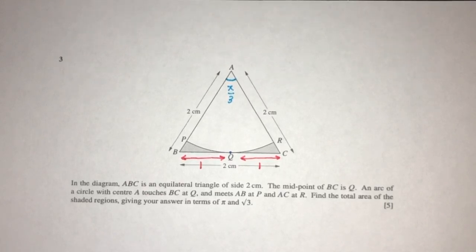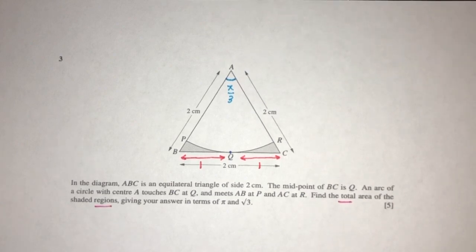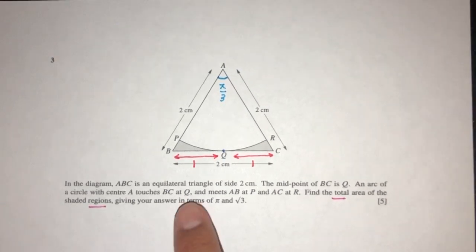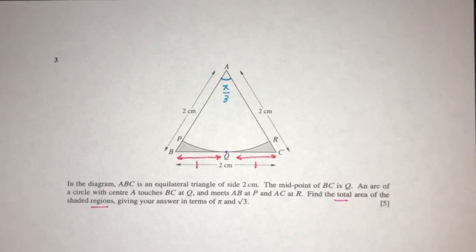Now what else? So the question is here we have to find the total area of the regions. So pretty easy. So first thing first, we have to find the area of the whole triangle. So how can we find this? There's a few ways to find that, obviously. We can use our formula first to find this.